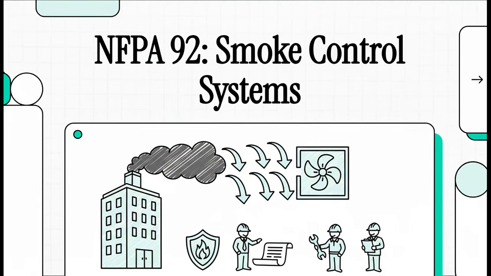All right, let's jump right in. Today, we're breaking down one of the most critical standards in fire protection engineering, NFPA 92, the standard for smoke control systems. Whether you're a design pro, an installer, or an AHJ, really getting a handle on this document is absolutely fundamental for life safety and, of course, for code compliance.